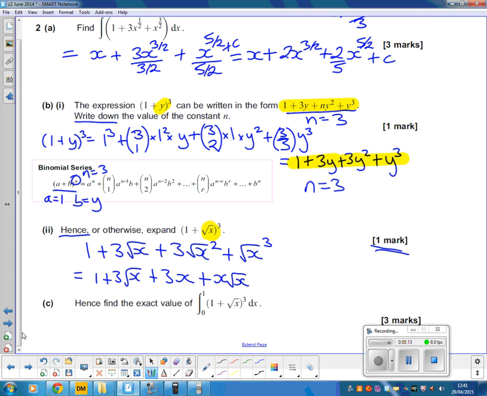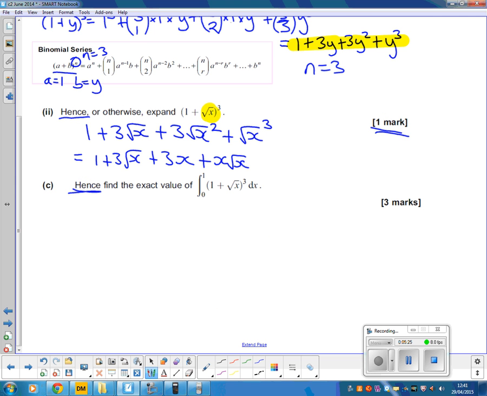Right, now this is really important in part C because it says hence. That's a big clue that we're going to be using some of the things we've done before. So we've got 1 plus cube root of x, square root of x cubed. Now you don't yet know how to integrate that directly, so we must be using the clues in the hence, something we've already done. So in part 2, we expanded that out. So this integral is the same as 1 plus 3 square root of x plus 3x plus x root x, or you could use that in the other form.